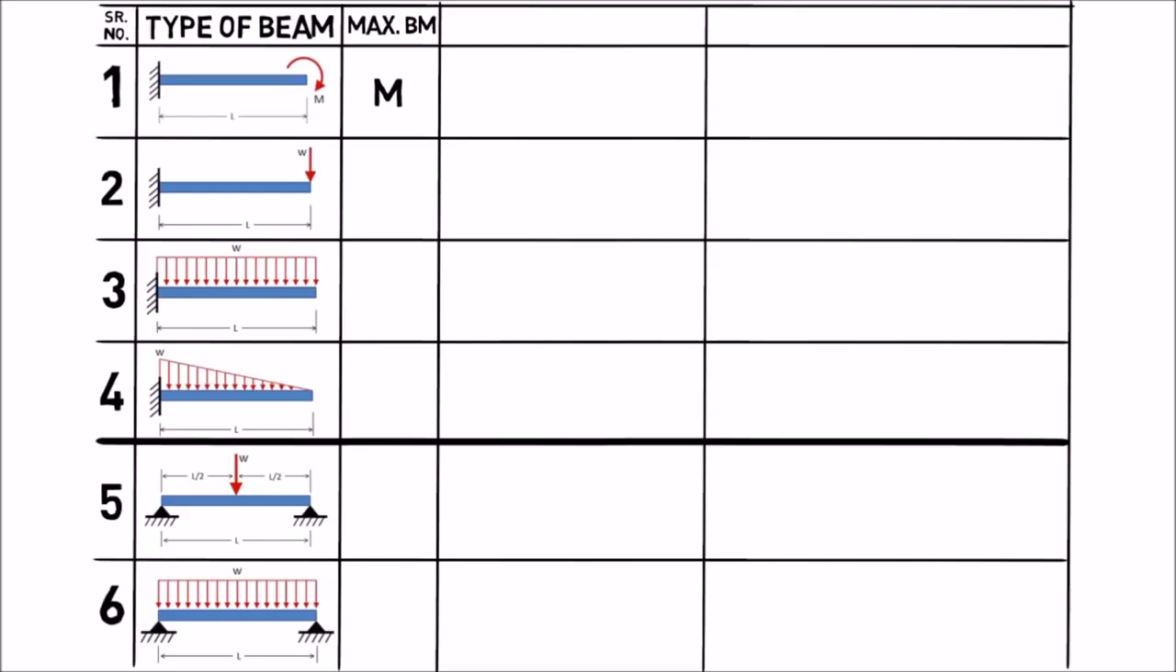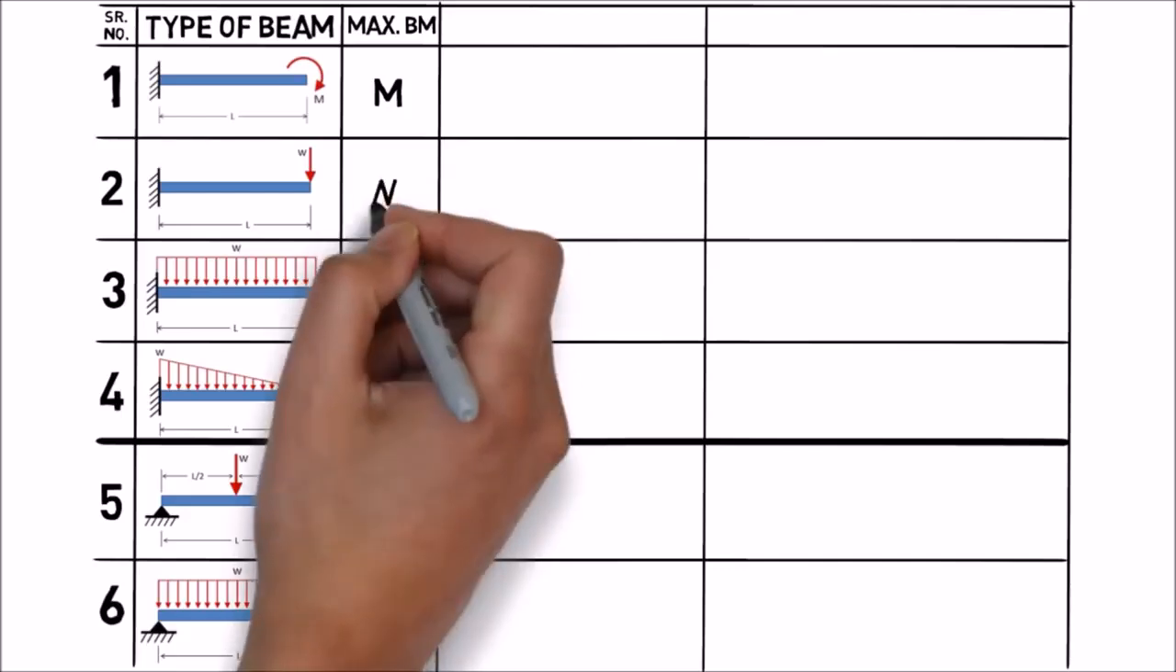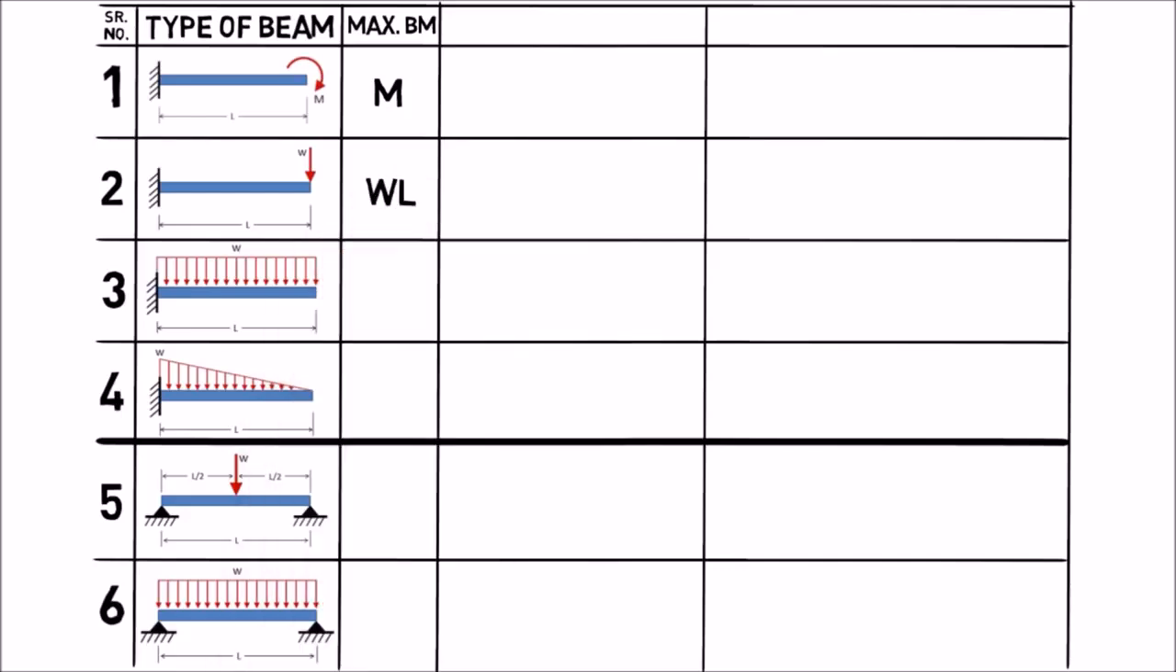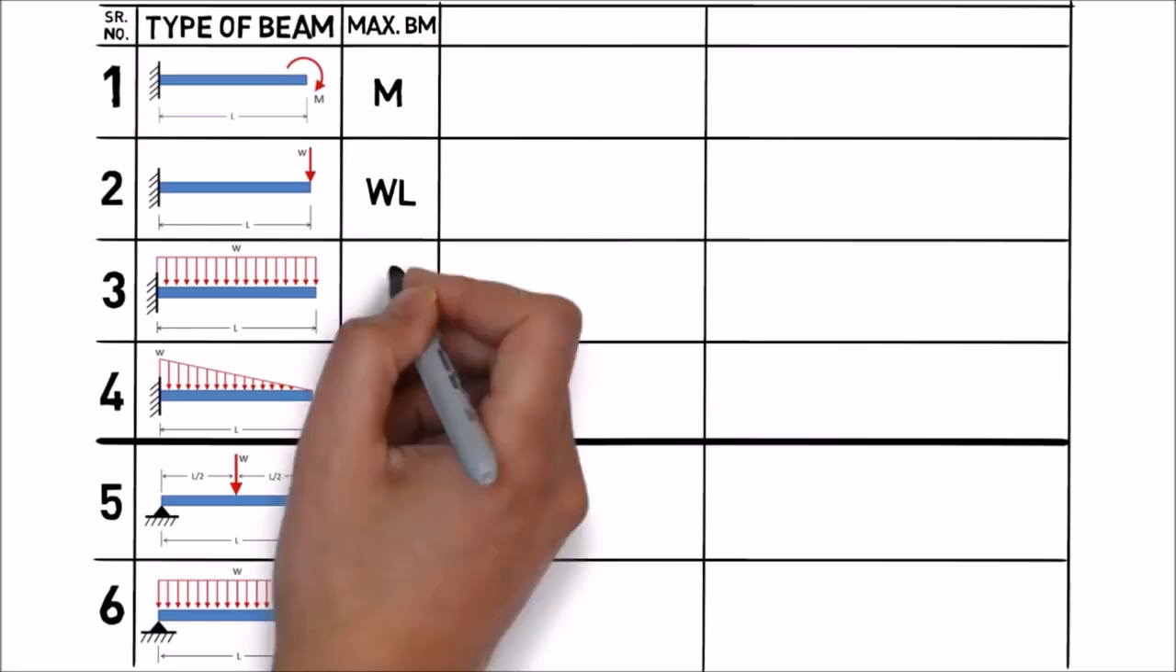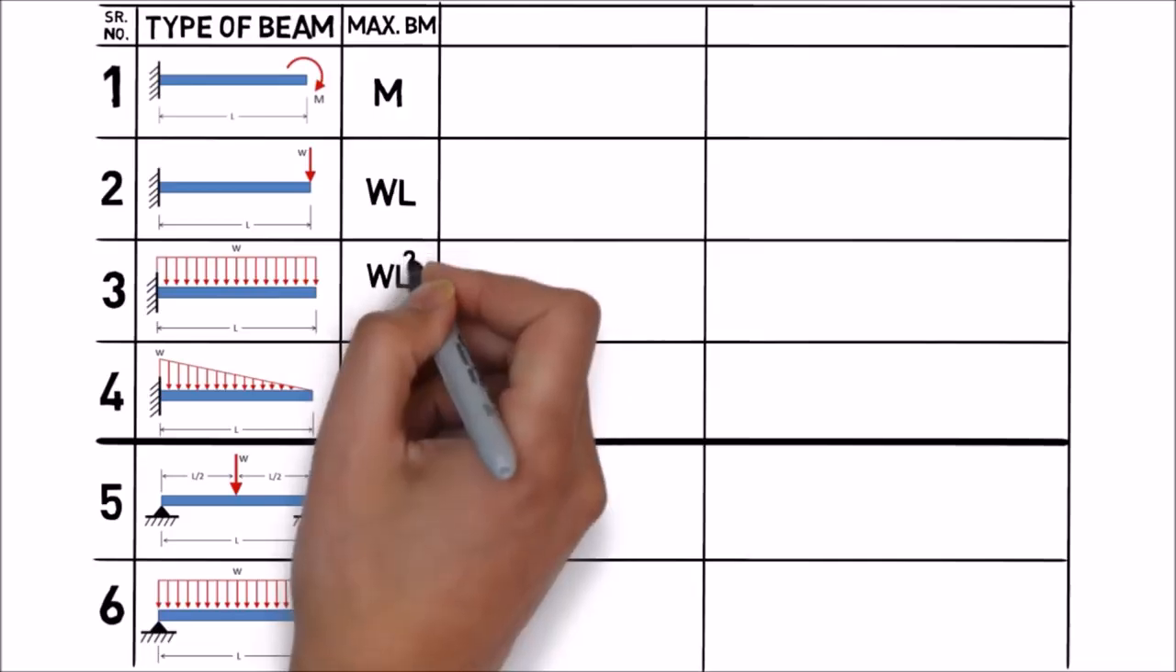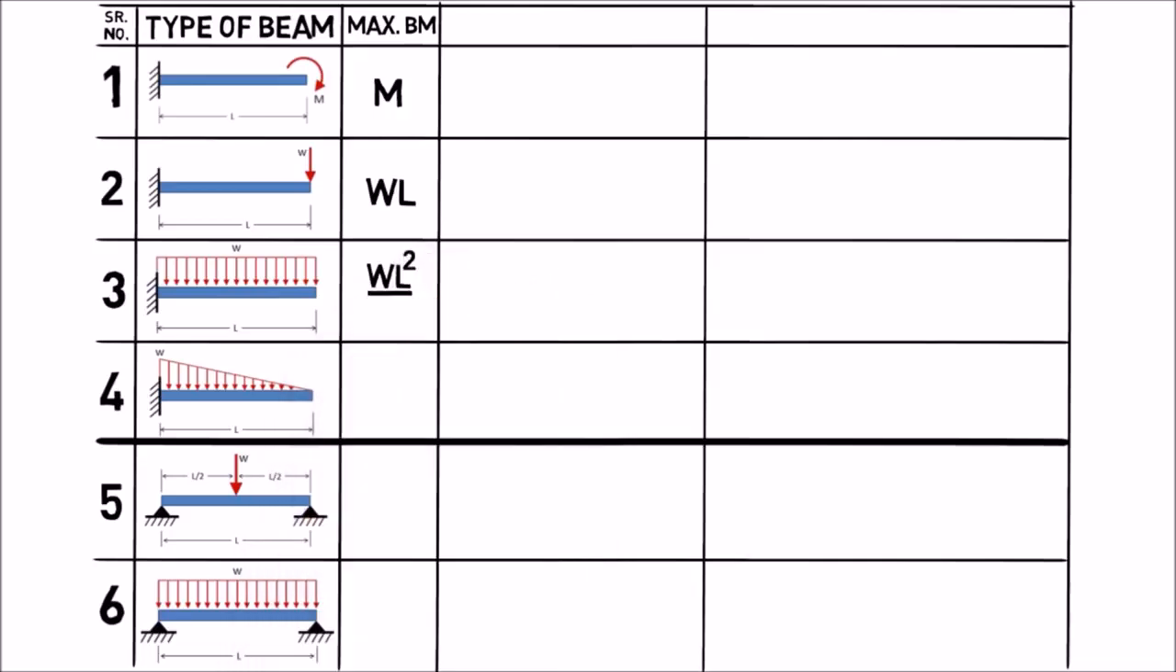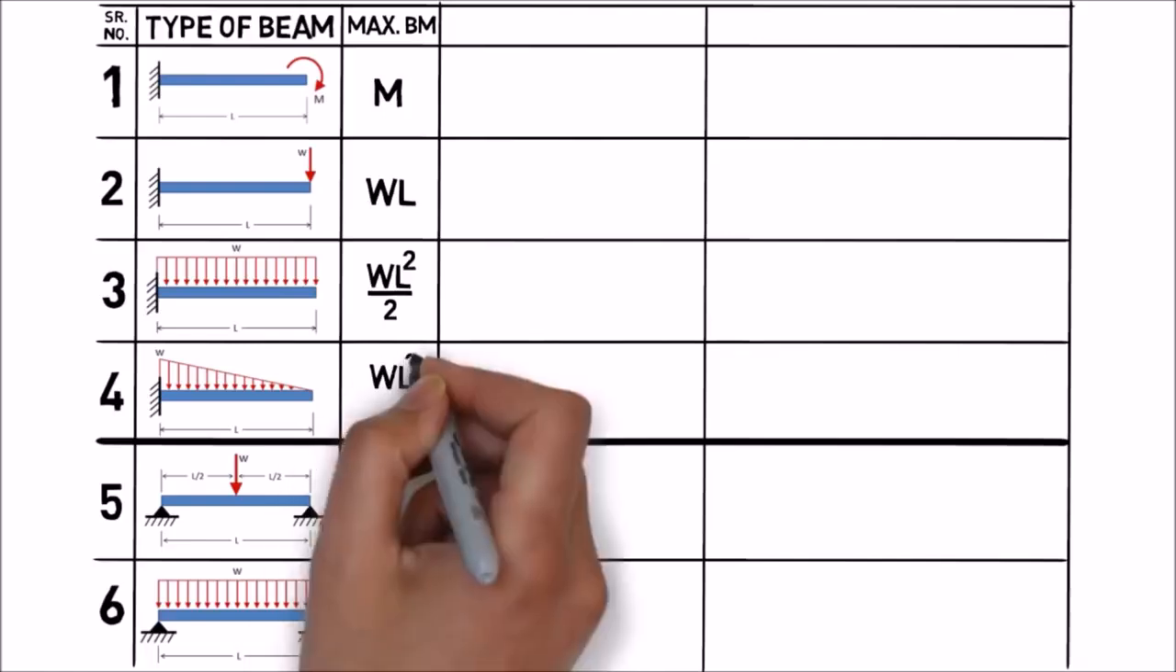In second case, taking moment at fixed end, so maximum bending moment will be W into L. In third case, taking moment at fixed end, WL is the magnitude of UDL acting on the center L by 2, which will give maximum bending moment WL square by 2. In fourth case, taking moment at fixed end, half WL will be the magnitude of UVL acting at the distance of L by 3 from fixed end, which will give maximum bending moment WL square by 6.